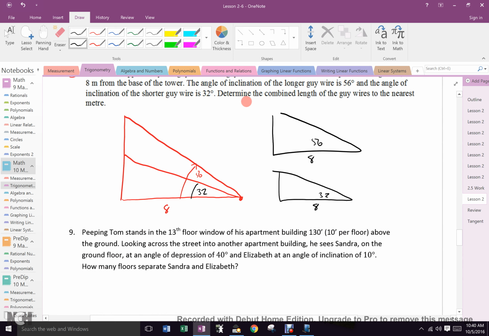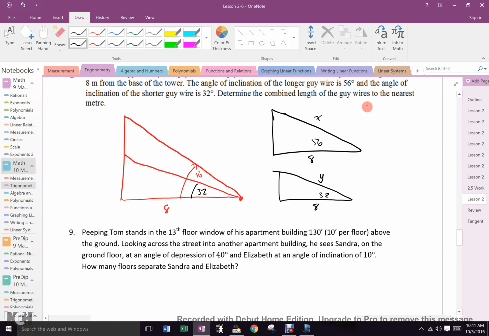The question is, determine how much wire I need to build this situation. So I need this wire, X, and this wire, Y. And then what am I going to do with X and Y at the end of the question? Add them together. Okay? Now, Sammy, I understand you're saying I should do a word problem, but from here, you guys should be able to handle this, yeah?